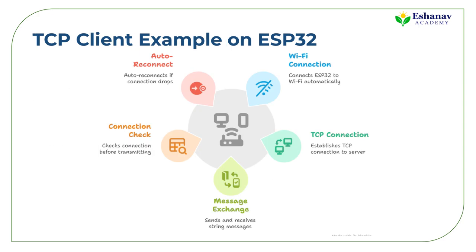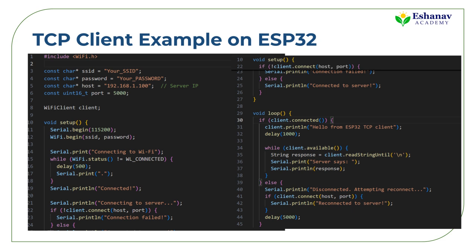Let's implement a TCP client on ESP32 to connect to a server. The ESP32 connects to Wi-Fi, initiates a TCP connection to the server's IP and port, and sends a message. We use WiFiClient to manage the connection. Notice how we check client.connected before sending data. This prevents sending to a disconnected socket.